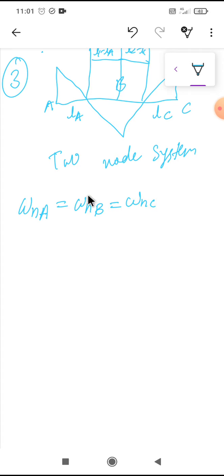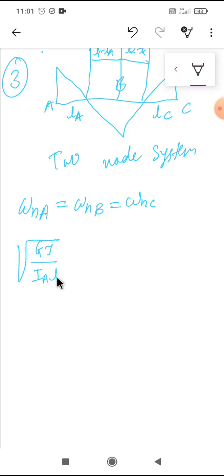So the natural frequency of all the three rotors will be the same, because they are on the same shaft. First let's compare the first and last rotor. What is the formula for the natural frequency? It is the square root of GJ by IL.